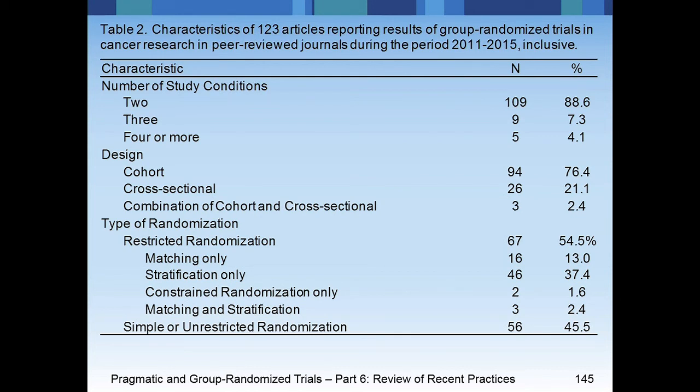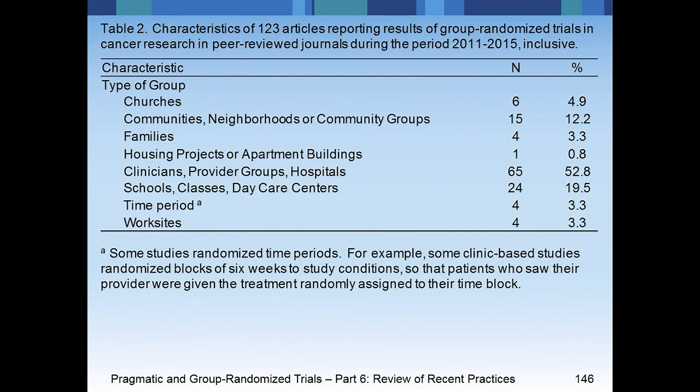Restricted randomization was quite commonly used. It's something that we've been recommending for a long time. 55% included some form of restricted randomization, matching, stratification, constrained randomization as examples. The balance did not use restricted and so just used simple randomization.